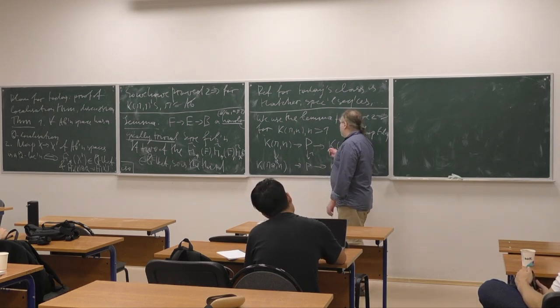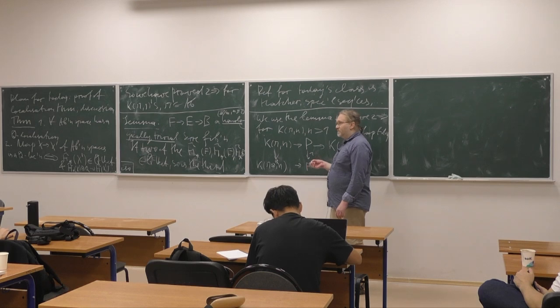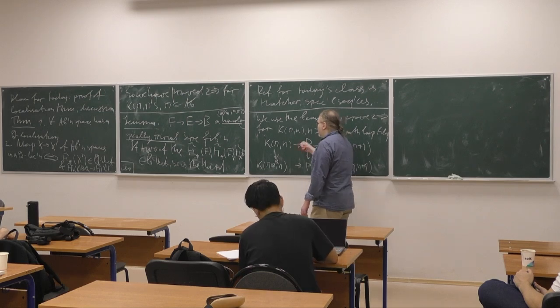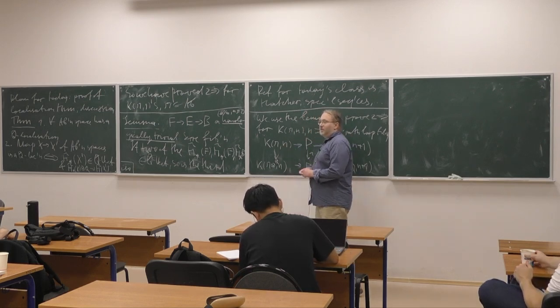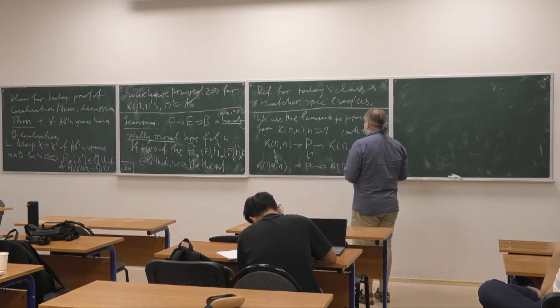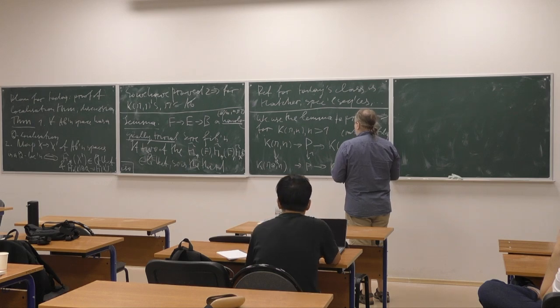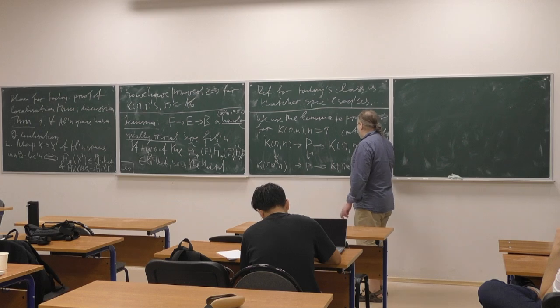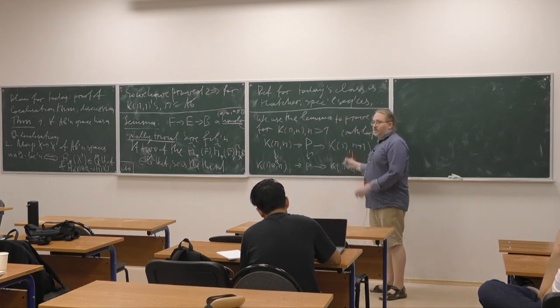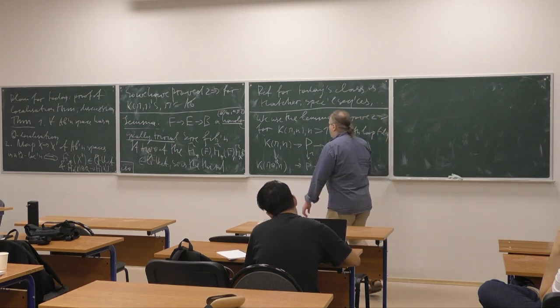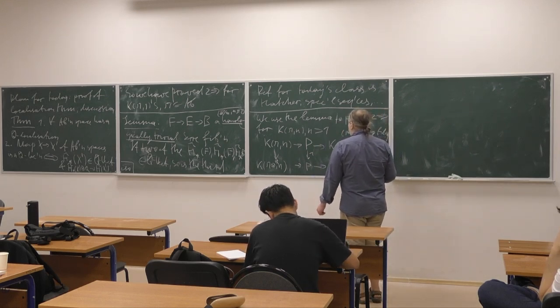Let's see. The fiber of the path loop fibration is the loop space. Yes. So the loop space of K(π, n+1) is K(π, n). It's not the other way around. Okay. So we have this diagram. Does the diagram make sense? Okay.